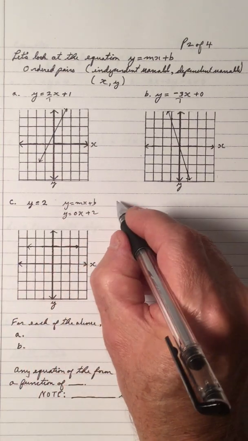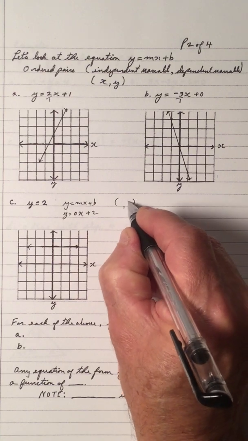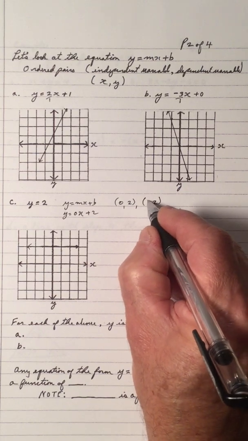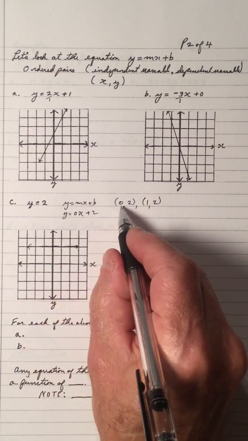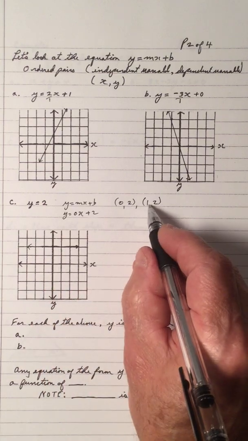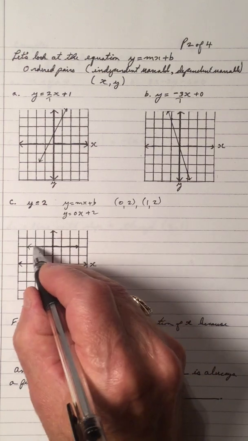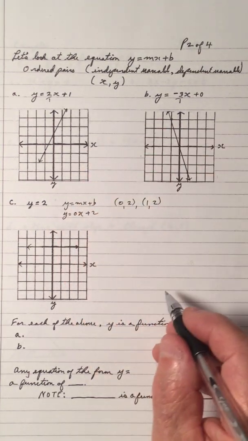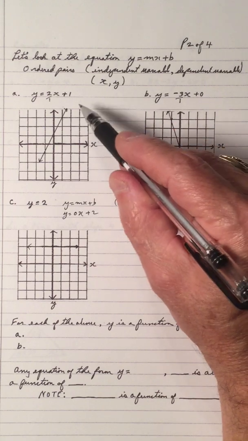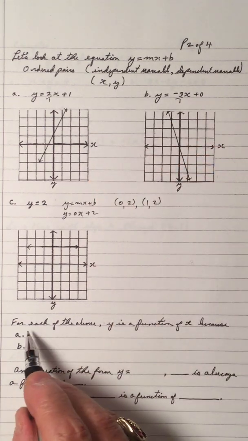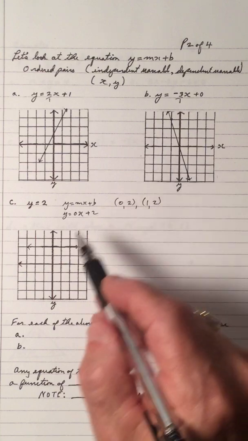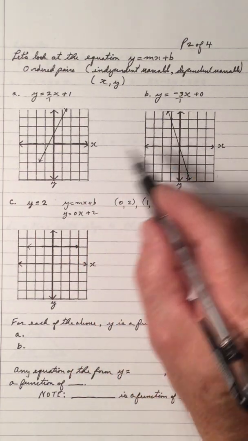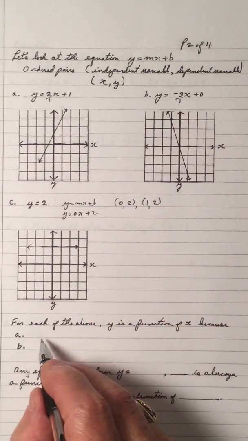Another way to look at that is y is 2, x is 0. Again, y is 2, x could be 1. So if x is 0, y is 2; x is 1, y is 2. Again, these are points on this horizontal line. Let's look at each of these lines. We have y equals mx plus b. For each of the above, these three right here, y is a function of x.